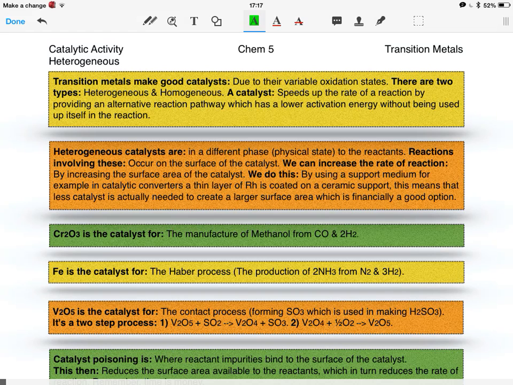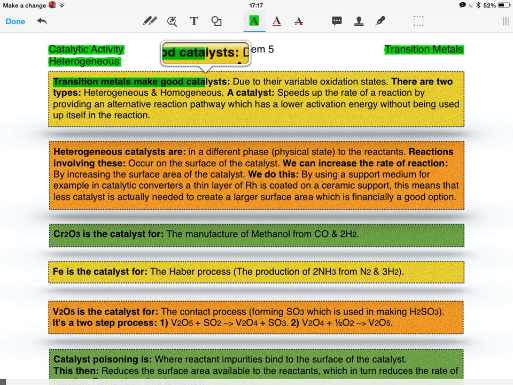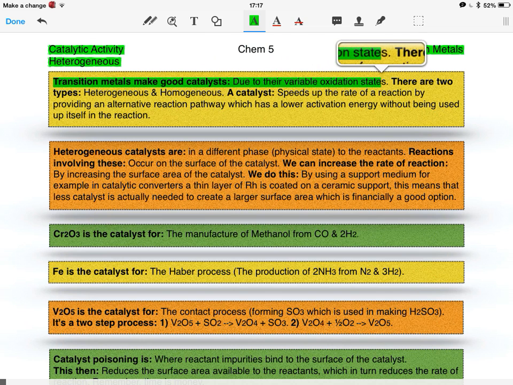Okay, so this video is going to be the final chemical property of the transition metals, and it is the catalytic activity. So this video is going to be about the basics of the transition metals as catalysts, then it's going to go on to the heterogeneous catalysts, and it's going to end on catalyst poisoning, which is only an issue for heterogeneous catalysts. So, transition metals make good catalysts due to their variable oxidation states.